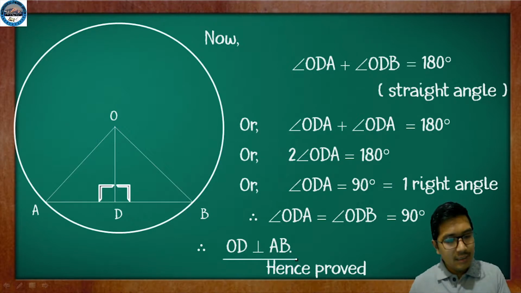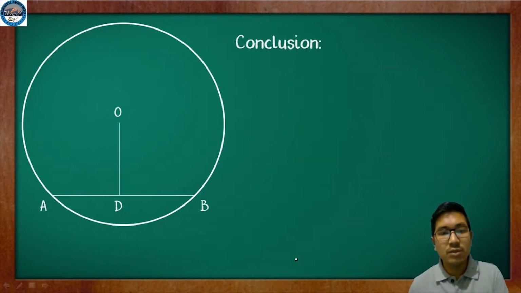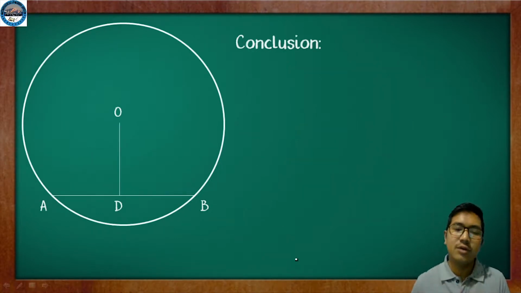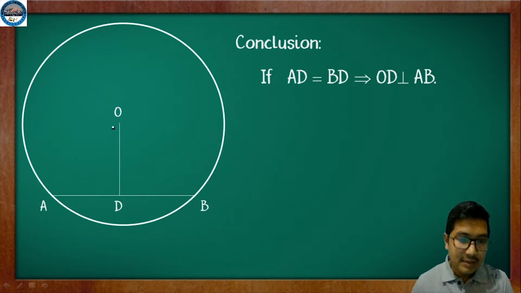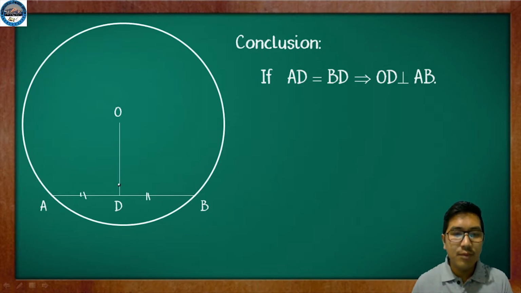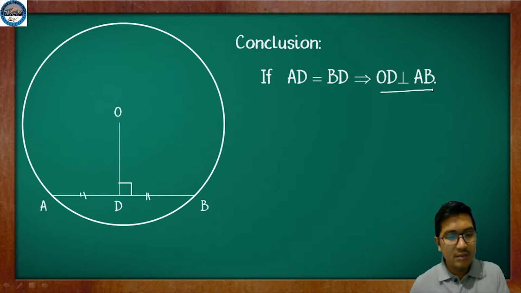Okay, so now the conclusion. What can we conclude from this? Suppose there is a line drawn from the center to the chord, and that line OD bisects the chord into two equal halves. That means AD will be equal to DB. At that time we can conclude by saying that OD will be perpendicular to AB. This is the result that we get from this theorem.